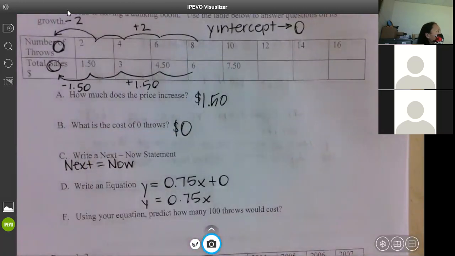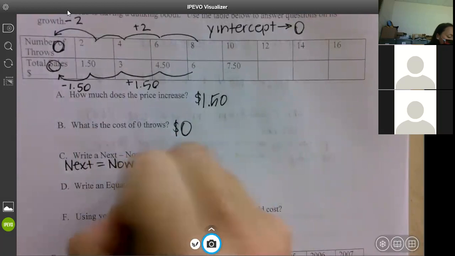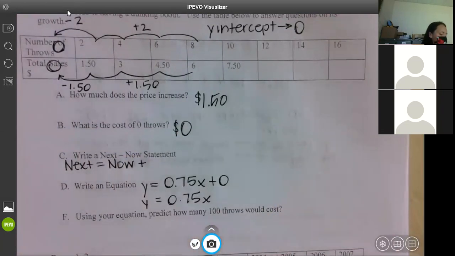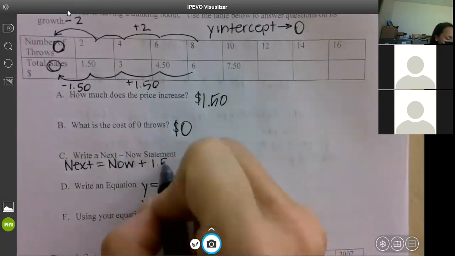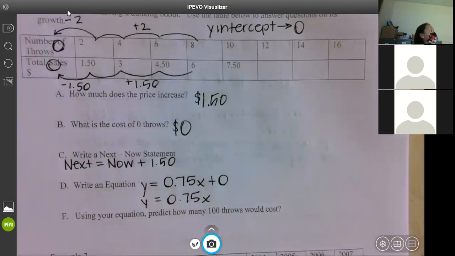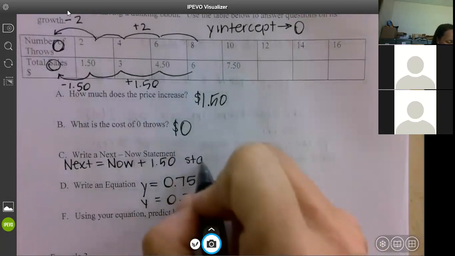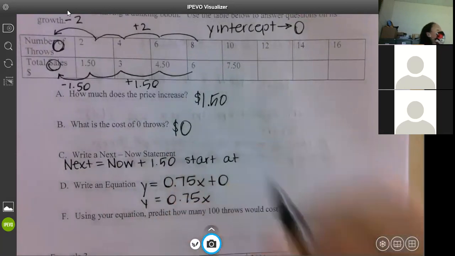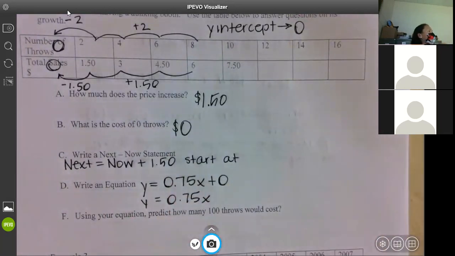You increased, so it's going to be a plus. And what were we increasing by? $1.50. So that's your next equals now. The last part is start at. And remember how every time you've gotten this equation, I've told you to start on the y-intercept or start at this point. This is why I've been saying it like that.